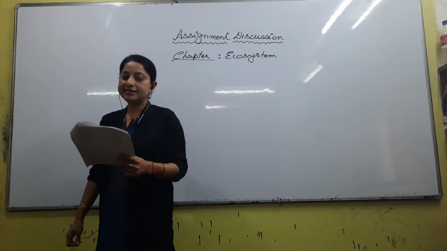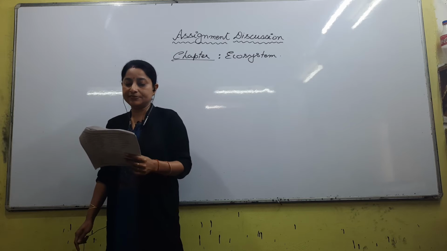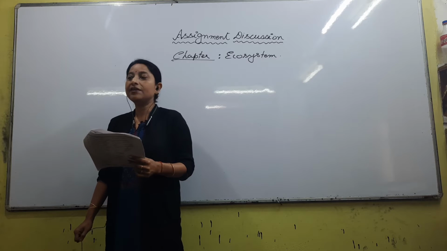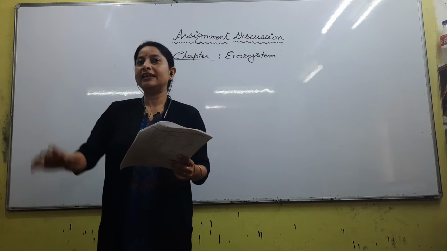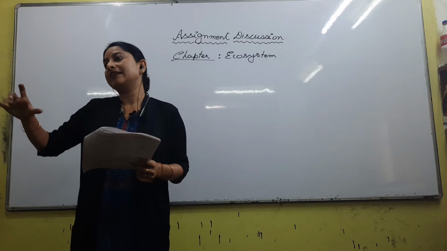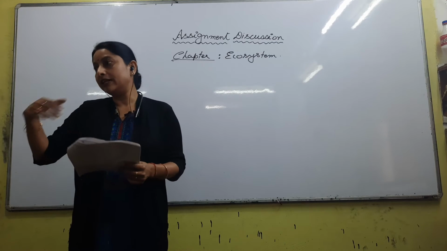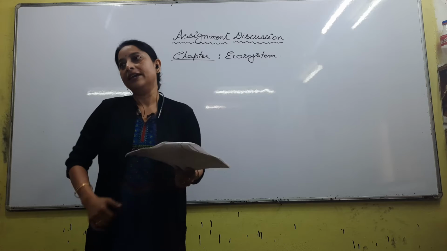Pyramid of number is upright in which ecosystem? Grassland ecosystem. Why will it be upright? The number of grasses, as far as the number is concerned, T1 would always be more than T2, T2 sorry, T3.